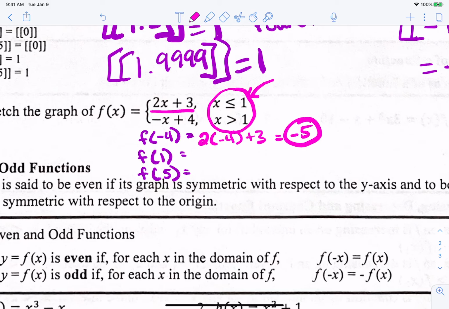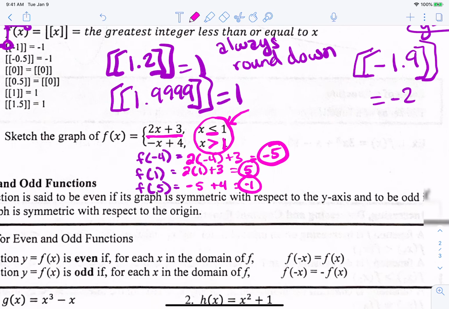Okay, 1. Which equation does he fit in exactly? He is less than or equal to 1, so the first one. So I'm going to plug him into the top one. 2 times 1 plus 3 is 5. Okay, 5 fits into the bottom one because he's greater than 1. So -5 plus 4, -1. Those types of questions you will be asked. If they ask you to graph it, we'll graph it together. That's really not that hard at all.